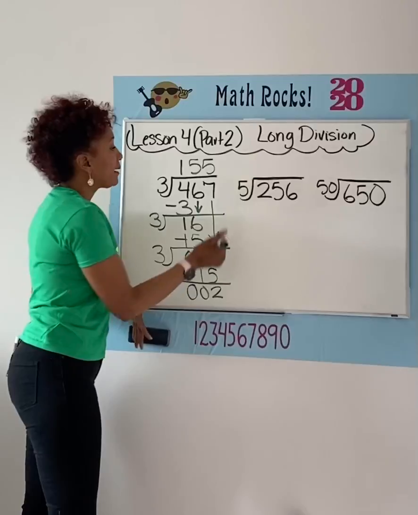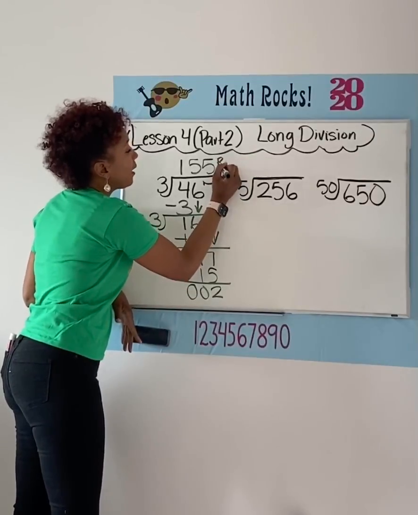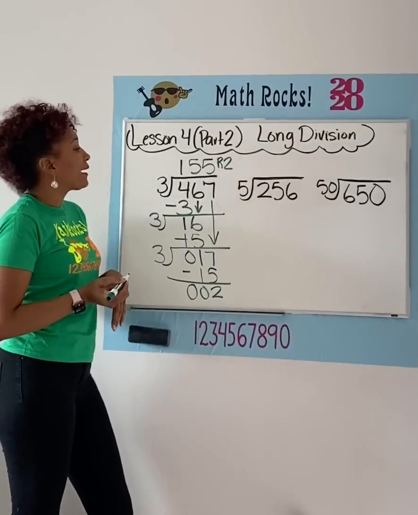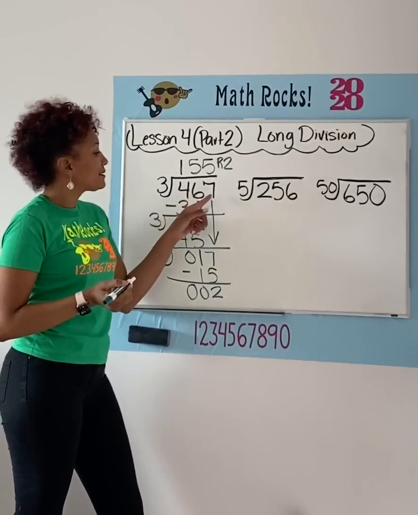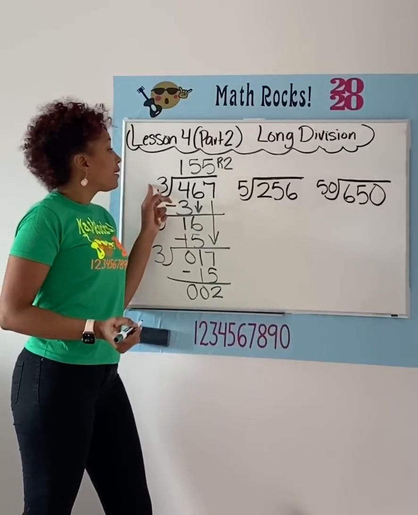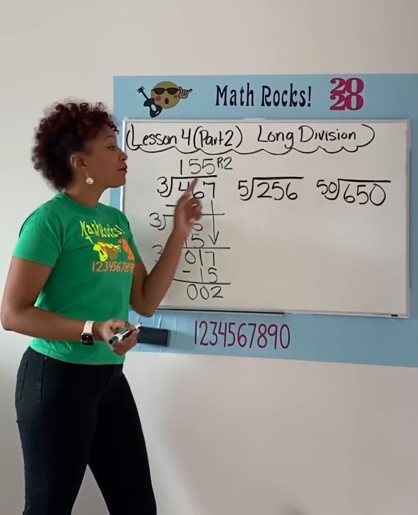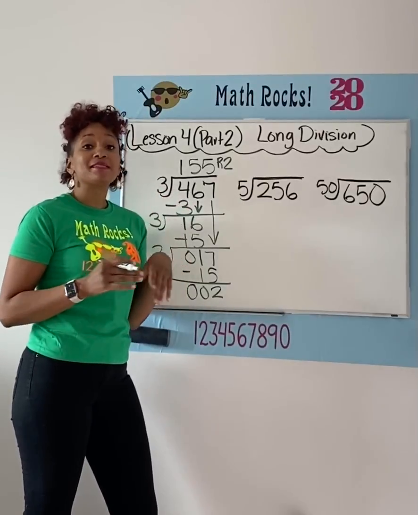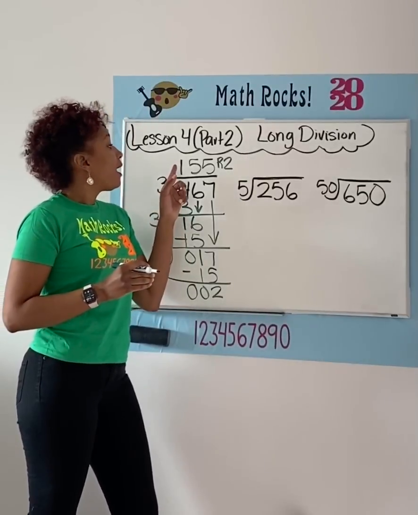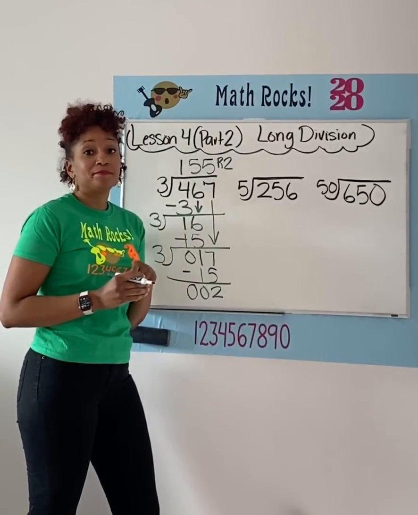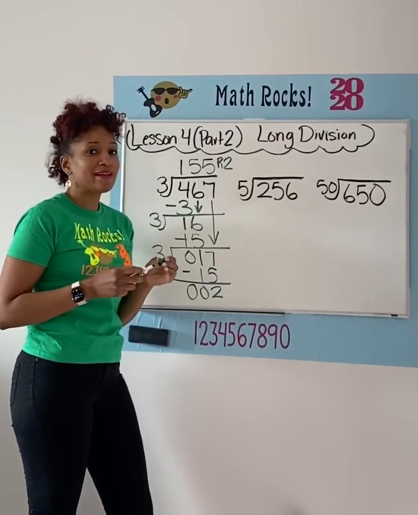So you take your remainder, you write your R up here, and you put your 2 up there. So your answer to 467 divided by 3 is 155 with a remainder of 2. That means that 3 can fit into 467 155 times with 2 left over. Okay? So let's move on to the next one.